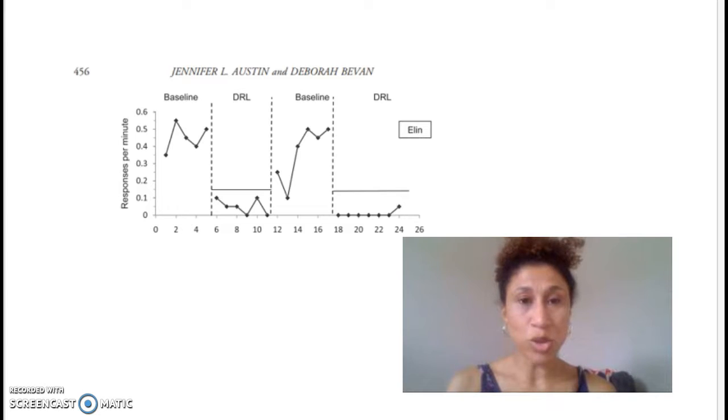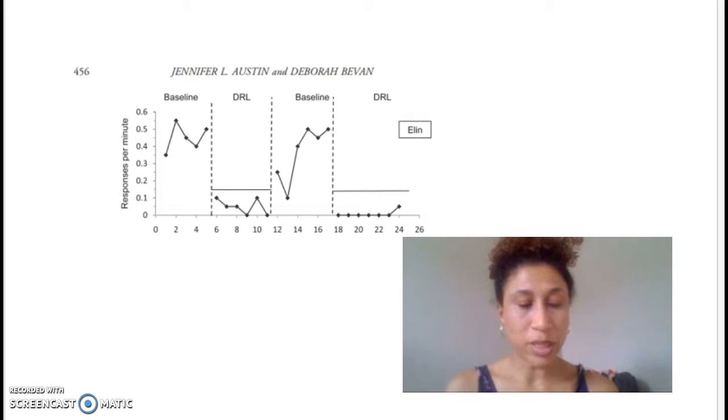So the DRL treatment was introduced to reduce that rate. So if we're going to say what is the purpose, then the purpose is: what is the effect of the differential reinforcement of low rates of behavior, the DRL, on the rate of requesting attention, which is the responses per minute from the teacher. So that was the purpose of the study, if that was clear.